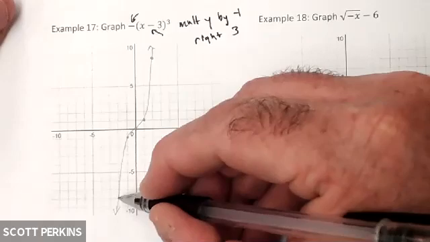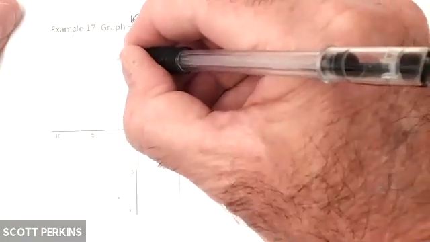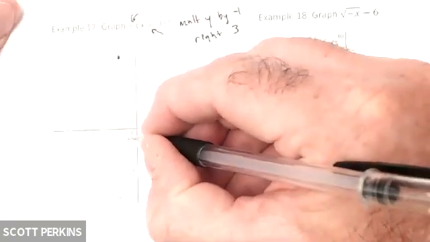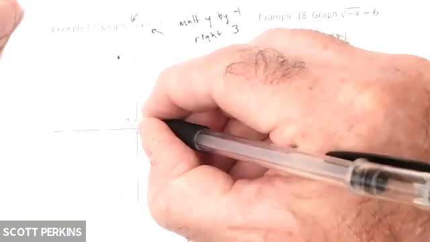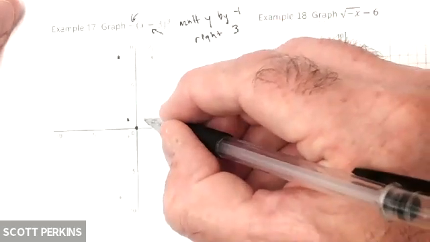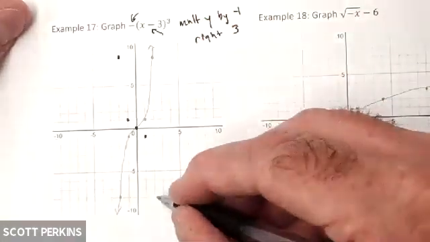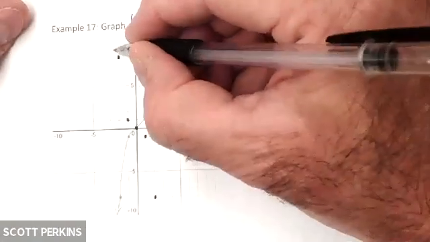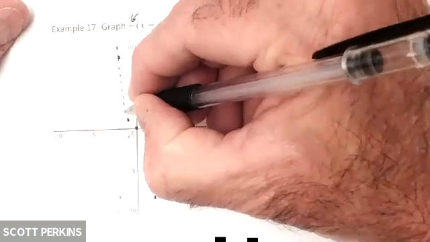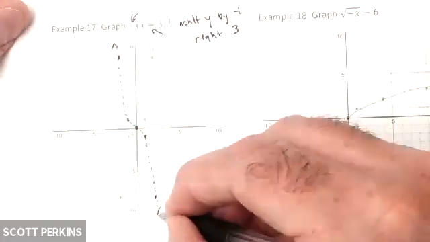So this y value on the left is -8, so it becomes +8. This is a y value of -1, so it becomes +1. 0 stays 0. The y value of 1 becomes -1. The y value of 8 becomes -8. And there's my graph. So it's been reflected about the x-axis because of that negative.